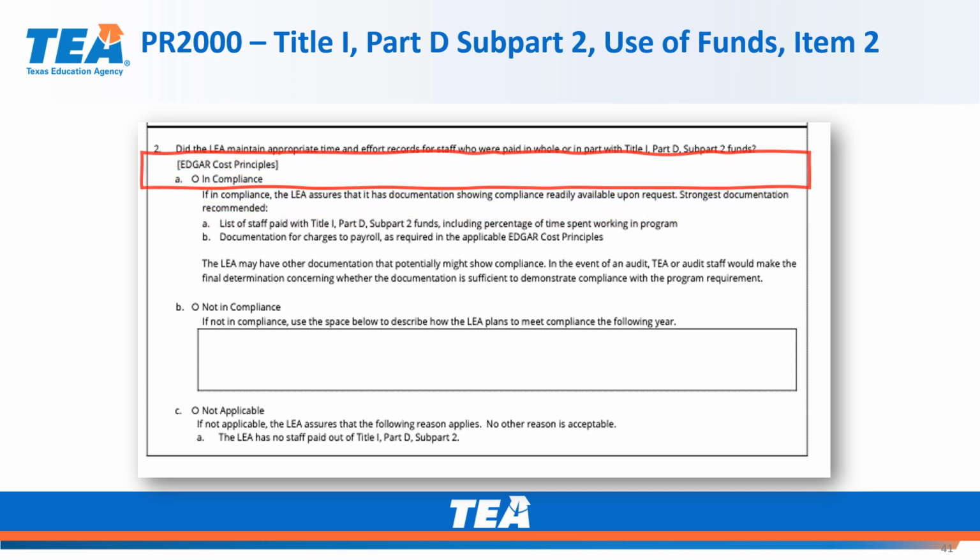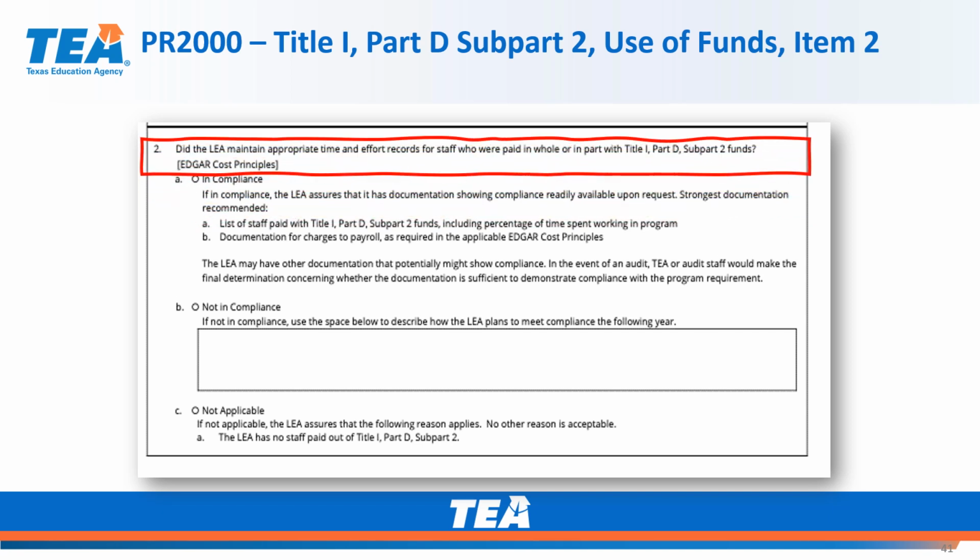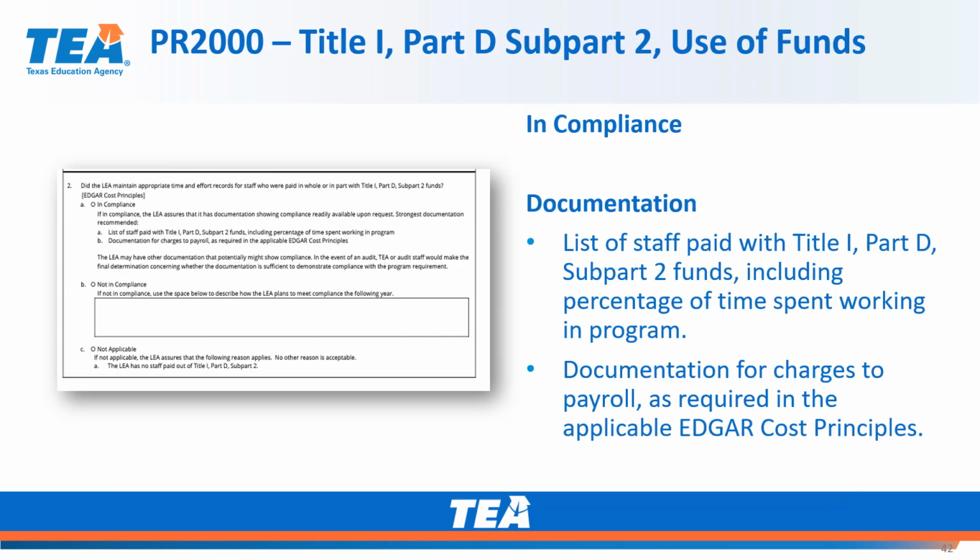Part 5C, Item 2, deals with the time and effort records for staff paid in whole or in part with Title I Part D Subpart 2 funds. In order to comply with this requirement, LEAs should have documentation of a list of staff paid with Title I Part D Subpart 2 funds, including percentages of time spent working in the program, as well as documentation for charges to payroll as required in the applicable EDGAR cost principles.